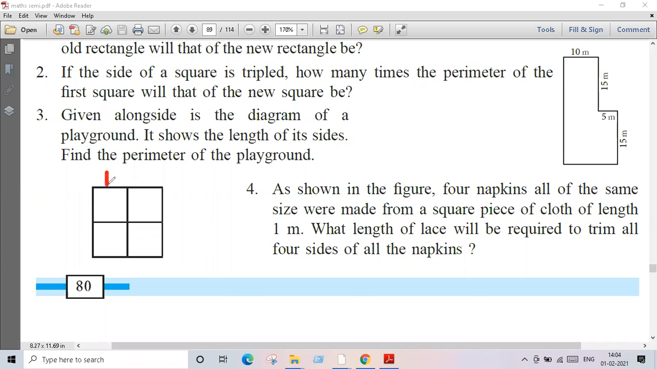1 meter, 1 meter, 1 meter. So if we count this, we'll get 1, 2, 3, 4, 5, 6, 7, 8. So किती लागणार तुम्हाला? That is 8 मीटरची लेस लागणार.